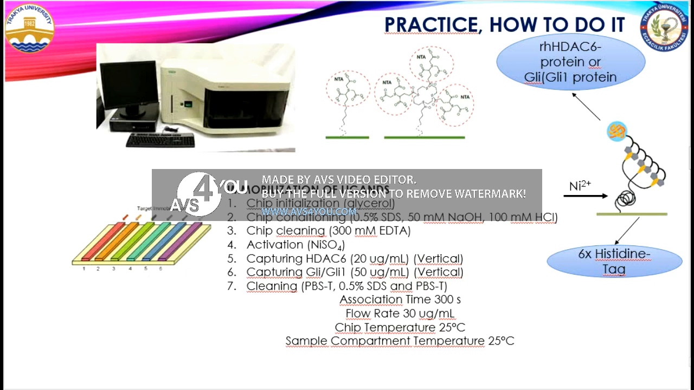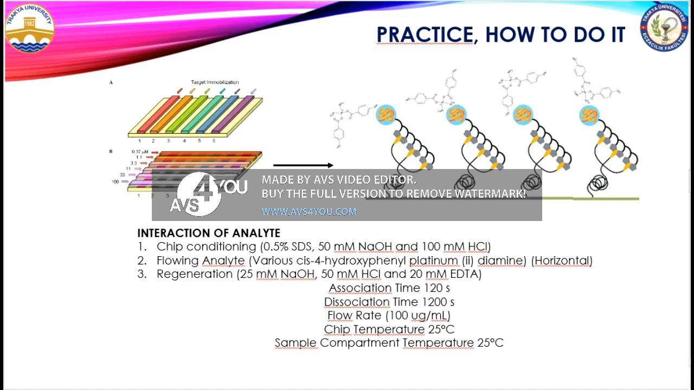Then the chip surface was cleaned with running buffer, STS, and another cycle of running buffer. Before flowing over the analytes, the chip was reconditioned with STS, sodium hydroxide, and hydrochloric acid. Afterwards, varying concentrations of cis-4-hydroxyphenylplatinum-2-diamine flowed over in the horizontal direction.